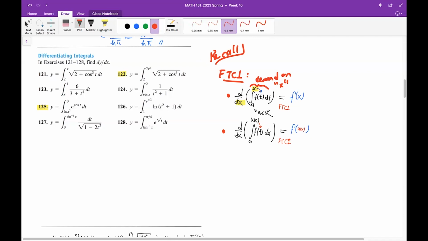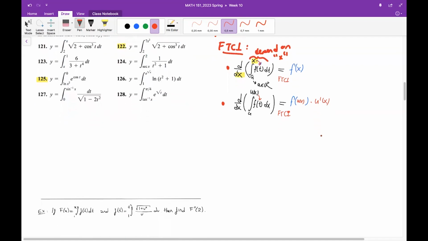It's kind of like you are evaluating f at the x point, right? Again, similarly, you will evaluate f at whatever you see here. That's why I inserted the u of x function inside the f function. According to the chain rule, you have to multiply with the derivative of the u function. So this is extra. In this more general case, the result is given like that: f evaluated at u of x times u prime of x.